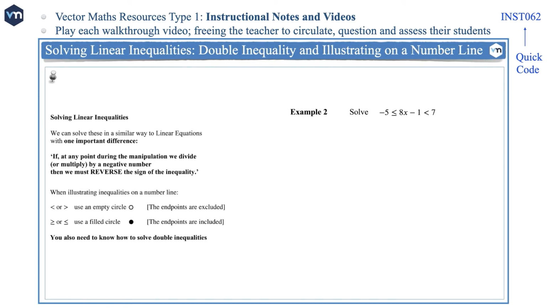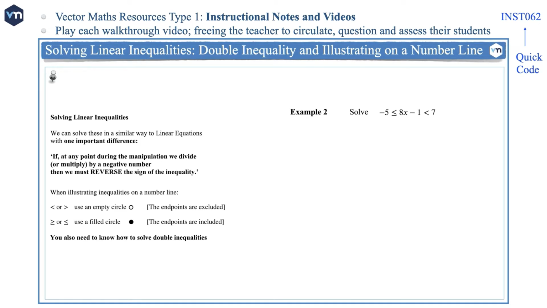Solving linear inequalities. We can solve these in a similar way to linear equations, with one important difference. If at any point during the manipulation we divide or multiply by a negative number, then we must reverse the sign of the inequality. And when illustrating inequalities on a number line, less than or greater than, we use an empty circle because the endpoints are excluded.